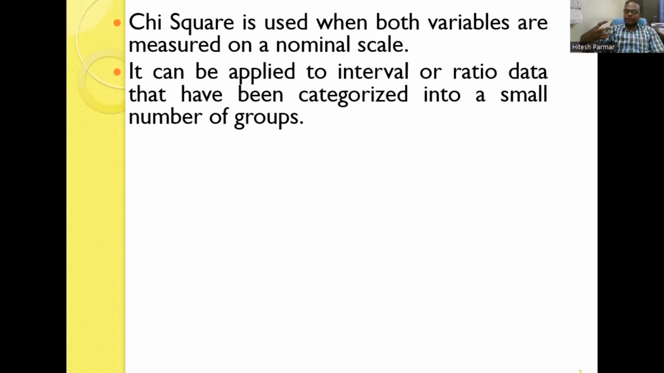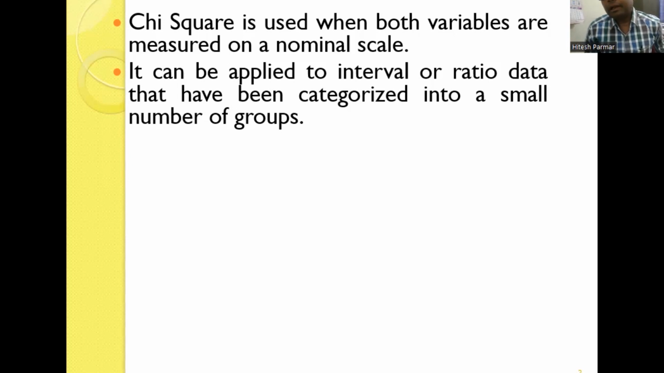Once ratio data like this is collected, we need to convert this data into groups if we would like to go for a chi-square test. So how do we convert them into groups? We can convert, for example, 18 to 25, 26 to 35, 36 to 45, 46 to 55. Like this, there can be multiple ways in which we can convert the ratio or interval data into groups, right? And then we can go for a chi-square test.